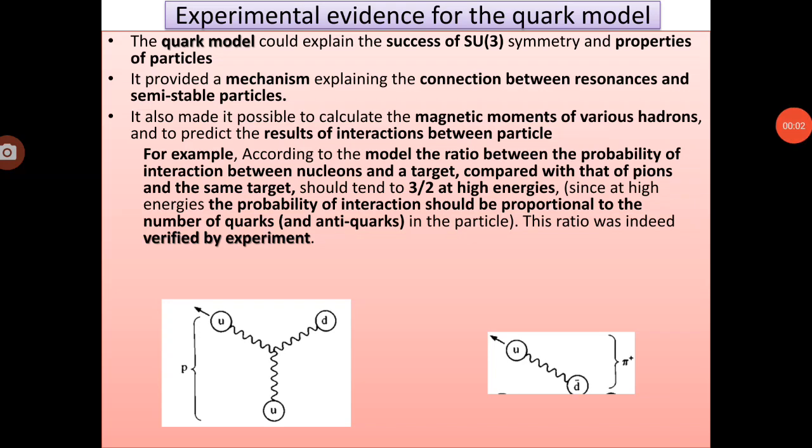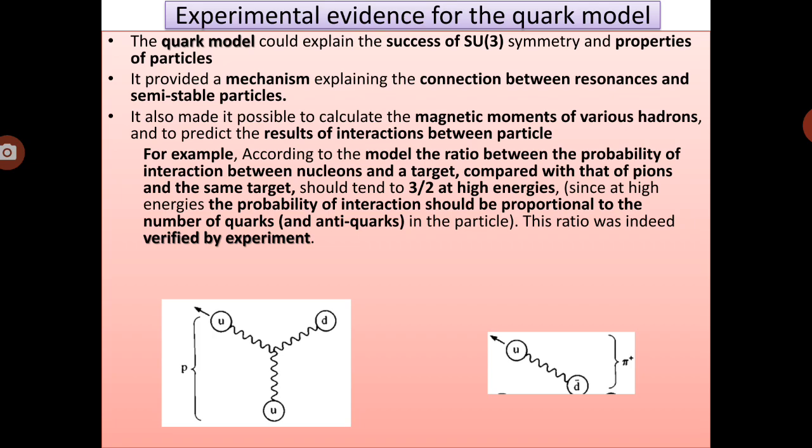Hi students, in the last classes we were discussing the Sakata model. After that we reached the eightfold way, then finally the Quark model and also the confined quarks. These are the topics that we discussed in the last class.